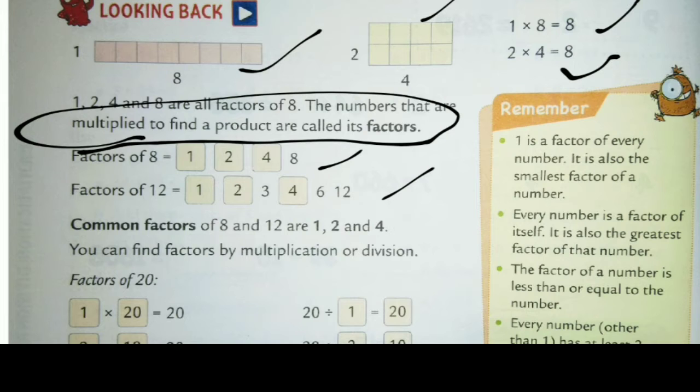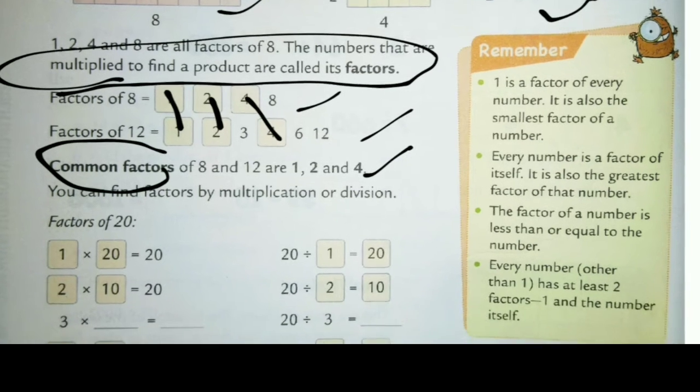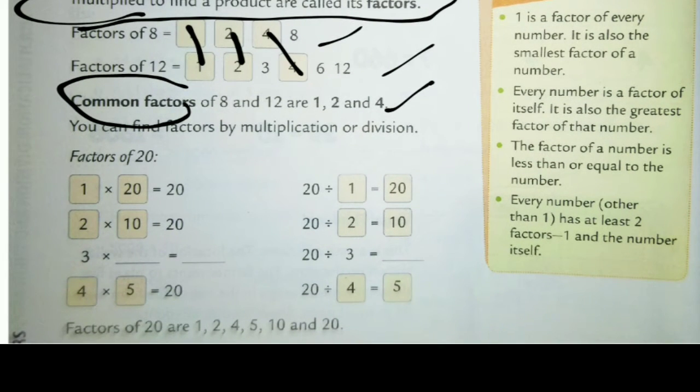The next is, what is a common factor? A common factor means a number that comes in both the numbers. See, in this one, 1, 2 and 4. So these are the common factors of 8 and 12. Clear? How to write factors in multiplication or in division?